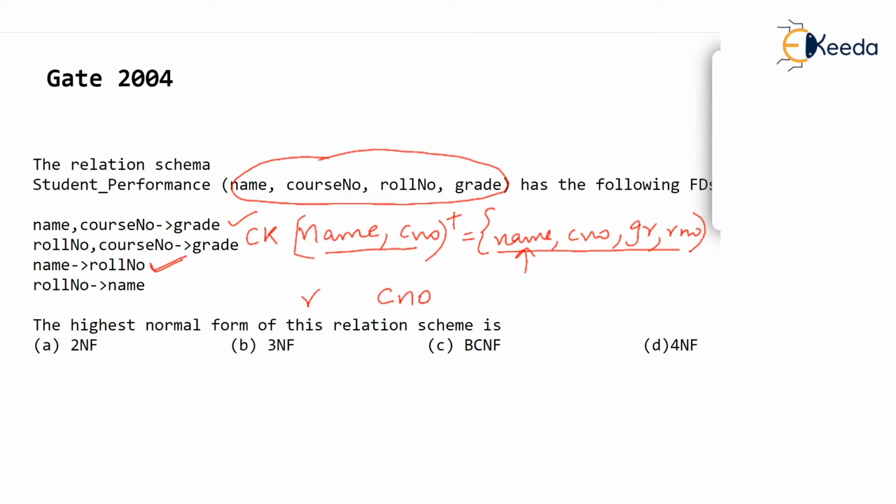Let's try roll number comma course number. Will this combination form a candidate key? Roll number comma course number is going to bring in roll number and course number. And due to roll number comma course number determines grade, roll number and course number will bring in grade. And due to roll number determines name, check the last dependency, this roll number will bring in name. So even roll number and course number is the candidate key.